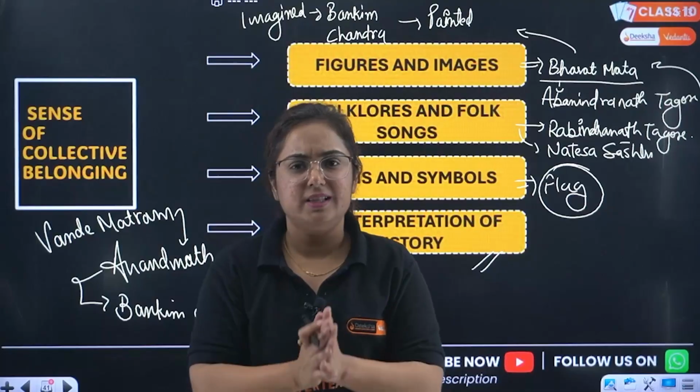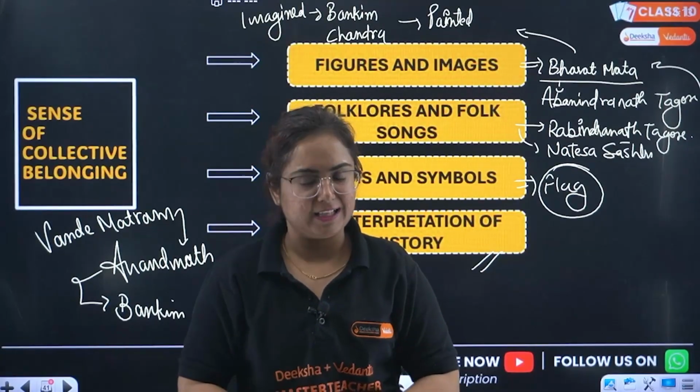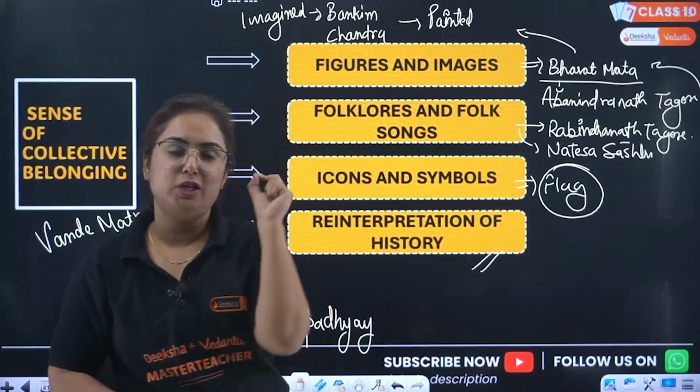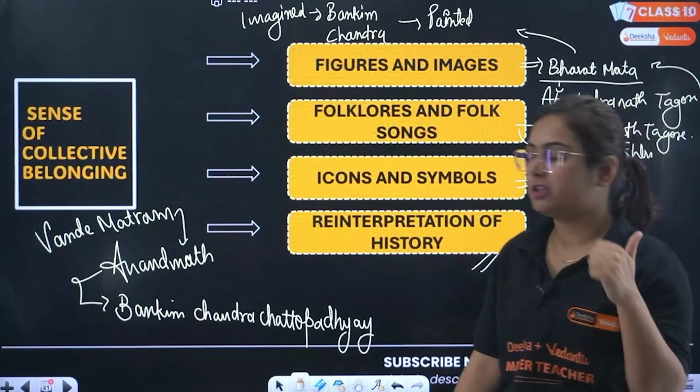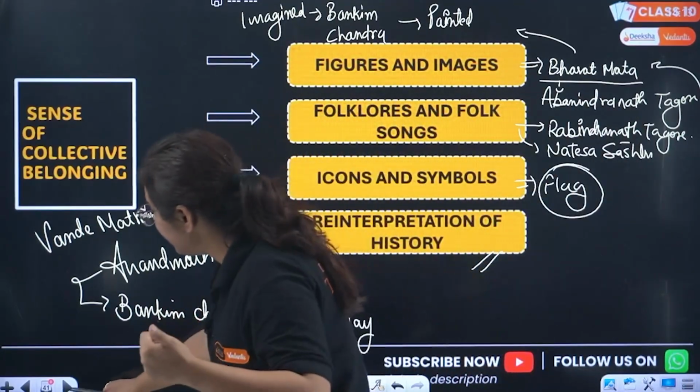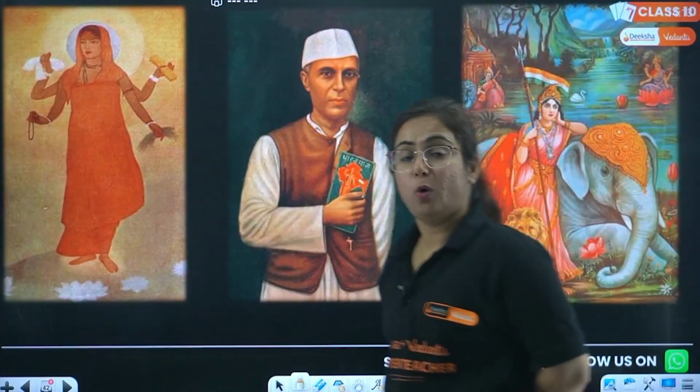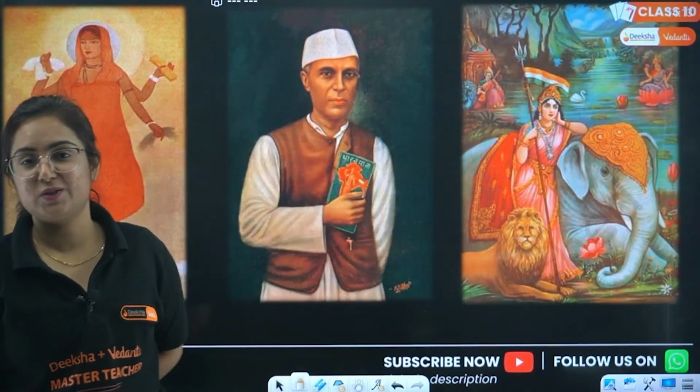This is who we are. Getting my point? So this is the reinterpretation of history, where Indian historians read Indian history, the Upanishads, the Vedas, and wrote their version of history. Look at those pictures which had a role in bringing the sense of collective belonging.